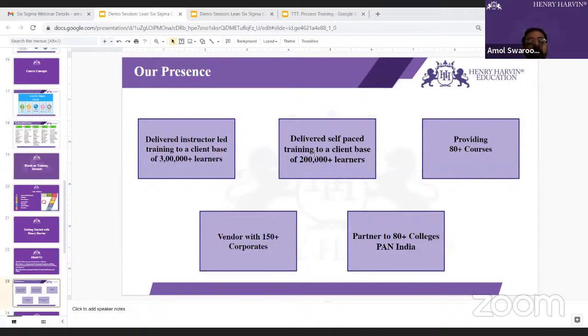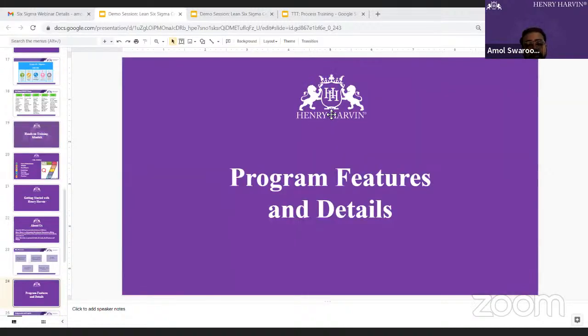And Henry Harvin provides job assistance also, because the Henry Harvin community is very big, right? They have been giving classes, trainings and corporate trainings for so long now, so they have a huge community. When you join, automatically you become part of that community. That's why they provide intensive sessions, as well as a job assistance program as per your experience and the number of years you have worked in Six Sigma.